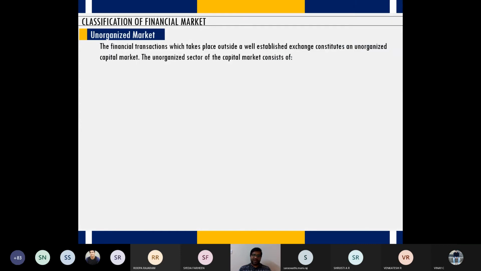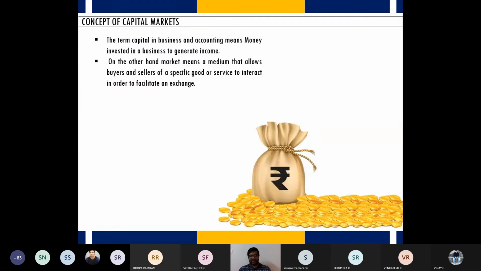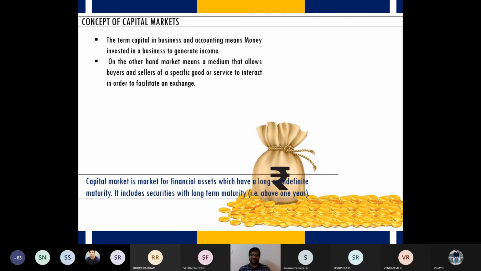So the organized market is made up of several segments, right? The first is called the capital market, right? Now, what is capital? The term capital in business as well as in accountancy means money invested in business to generate income. On the other hand, market means an avenue that facilitates borrowing and lending. So two terms: capital, money required for the business; market, a medium to trade. When we combine these two terms, we get the real meaning of capital market.